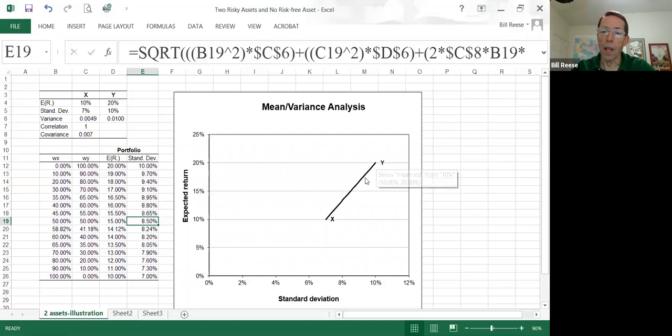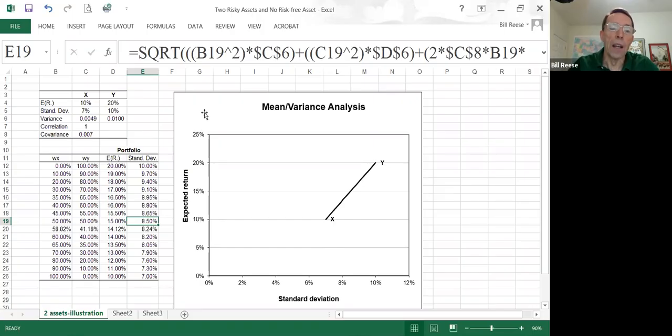Now this line, okay, it's not the capital allocation line, because the capital allocation line, remember, starts at the risk-free asset. We call this line the opportunity set. It's the opportunity set because you have an opportunity to be anywhere you want to be on this line by putting some of your money in X and some of your money in Y. Remember, you as the portfolio managers, as the coach of your team, get to decide what is the weighting on X and what is the weighting on Y.